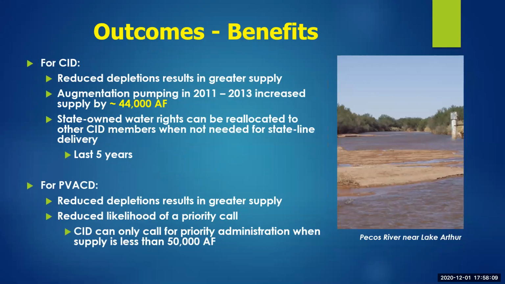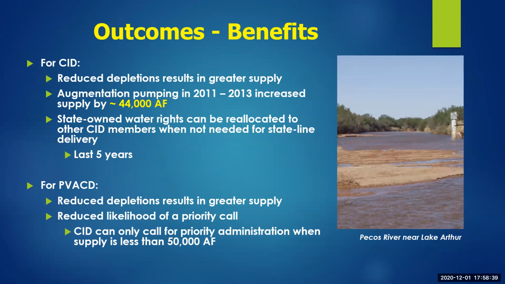In terms of the benefits of the settlement and the outcomes, well, certainly for CID, reduced depletions, particularly upstream, results in more flows into CID's reservoirs, which is helpful. Again, we pumped for CID in 2011, 12, and 13. And during those 3 years, we pumped approximately 44,000 acre feet. So that was additional supply available to CID because of those well fields and the settlement agreement.